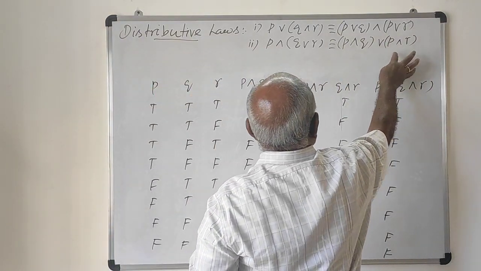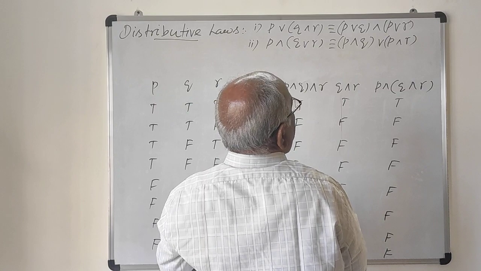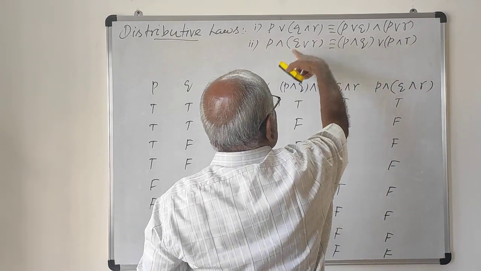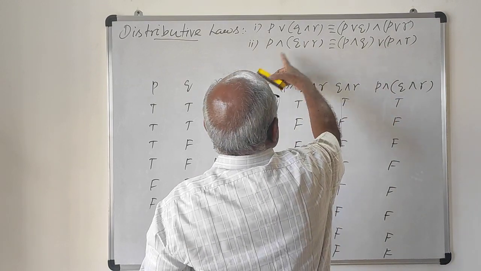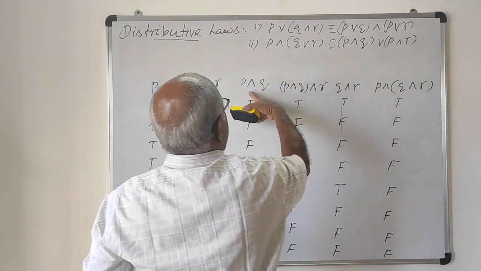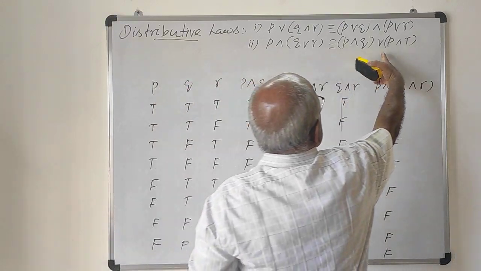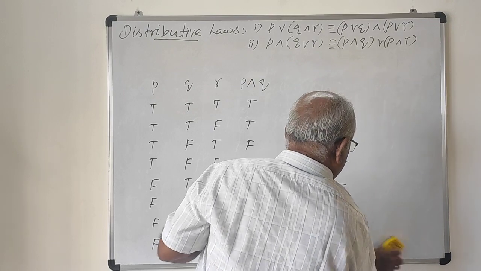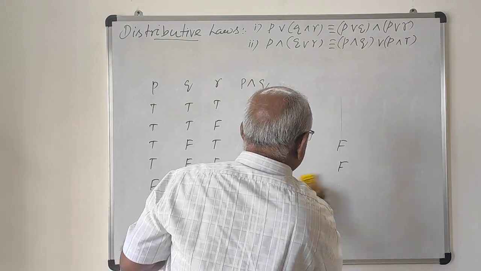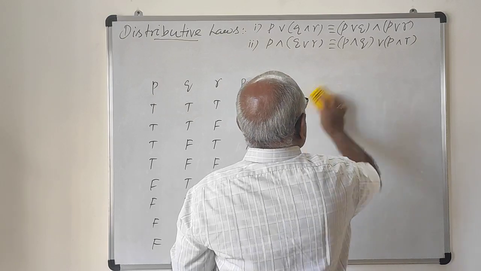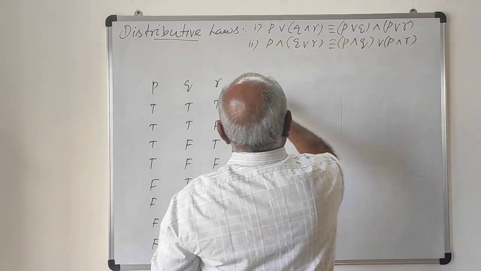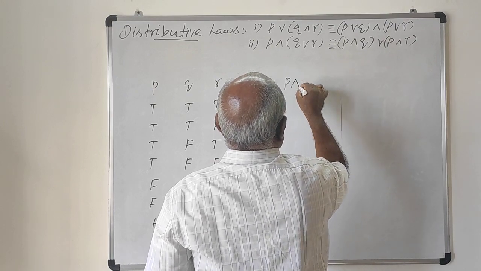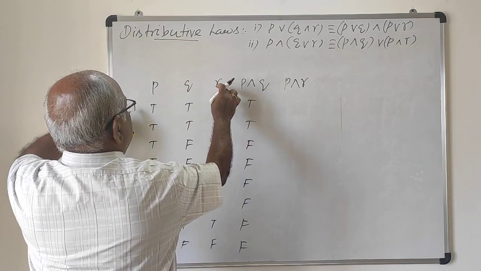Similarly, P conjunction R we want, which we don't have. P conjunction Q is there, you will take it, and P conjunction R I am going to write now. For the right hand side, I want P conjunction Q here. Now P conjunction R.